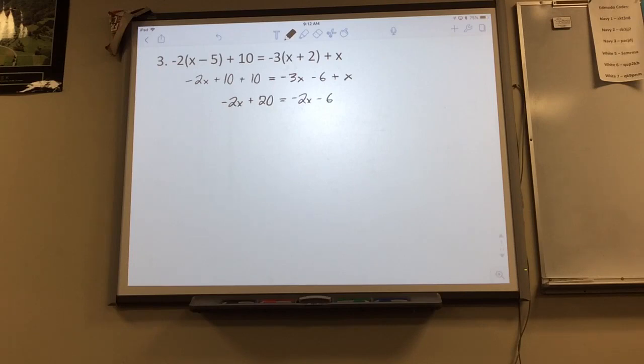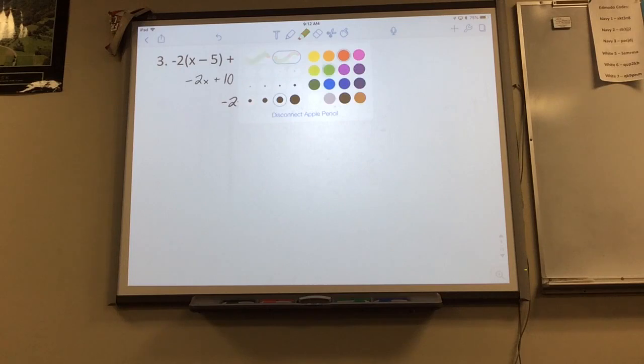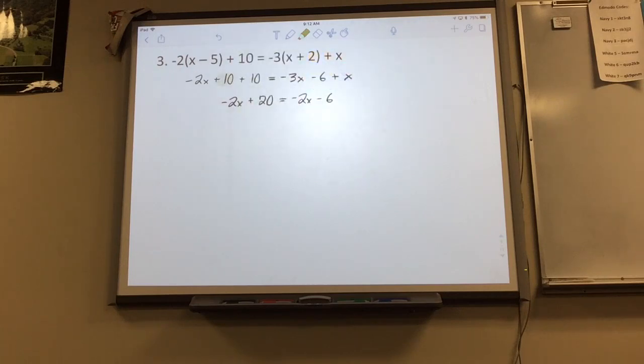Where did you get 20? 10 plus 10. Oh, wait, why is that? Okay, sorry, I wrote a negative sign. Oh, yeah, you're distributing a negative to a negative, so they canceled. So we combined our numbers, and over here we combined our letters, just so you know.